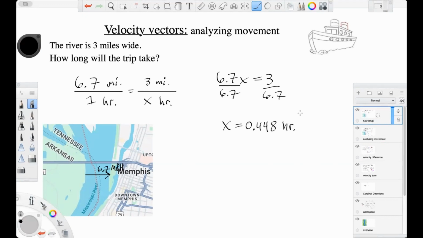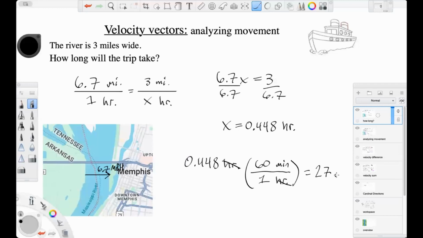which is cool, but nobody really talks like that. Nobody says 0.448 hours. So then if we want to turn it into minutes, we'll say 0.448 hours. We can convert this using some dimensional analysis, where we know that in 1 hour, there are 60 minutes. And when we set it up like this, hours cancel out. And so then we can do 0.448 times 60, and then technically divided by 1, and we get 26.7 minutes. So we'll make it across the river in approximately 27 minutes.